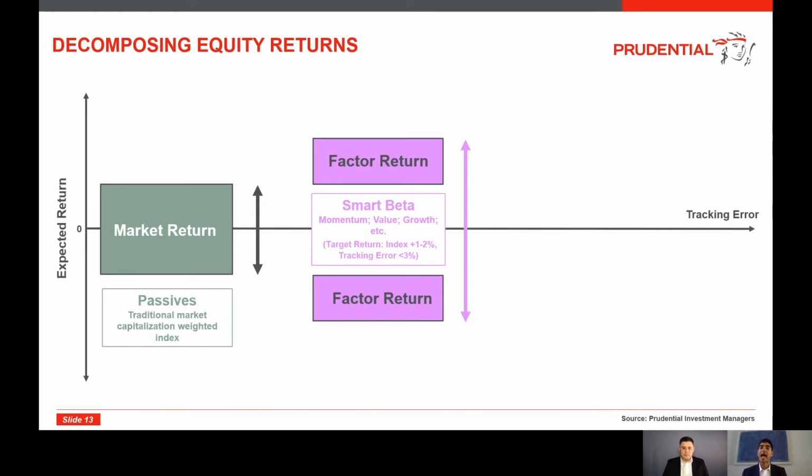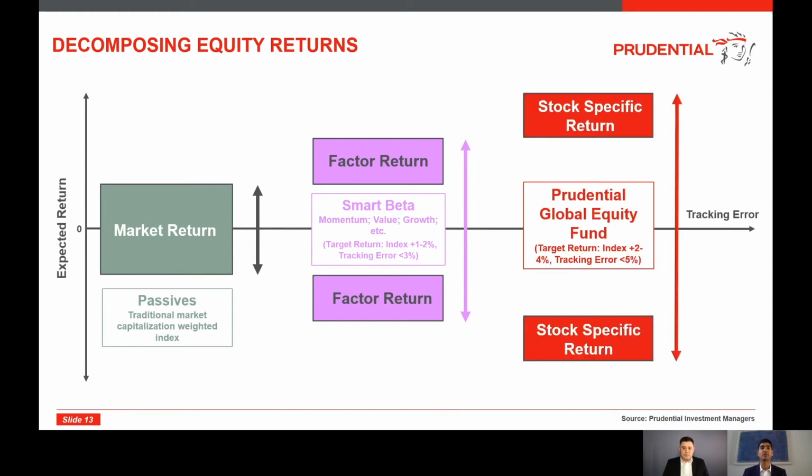Our belief is that as these beta components get more and more commoditized, it really raises the bar for what a truly active stock picking fund needs to return. So it's not enough if you run a growth fund today to say that you're beating the broad market index. The burden of proof is, can that active growth fund beat some passive implementation of growth?